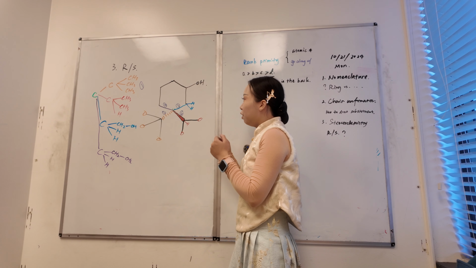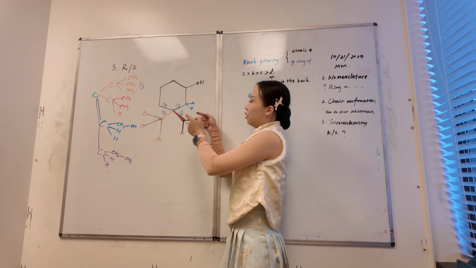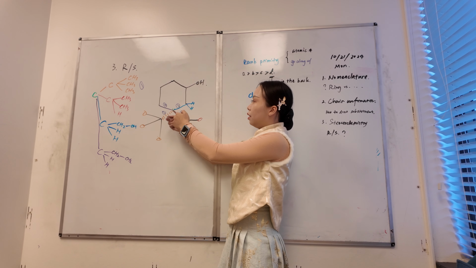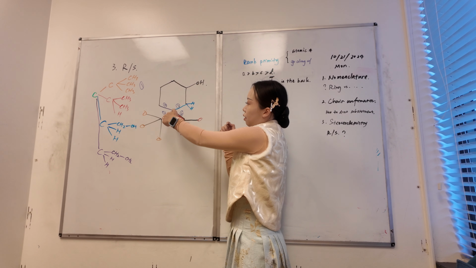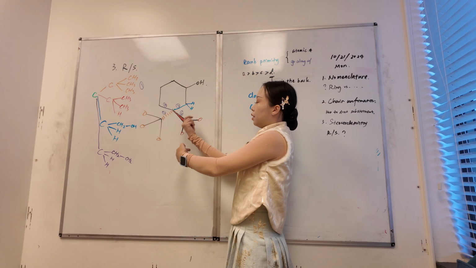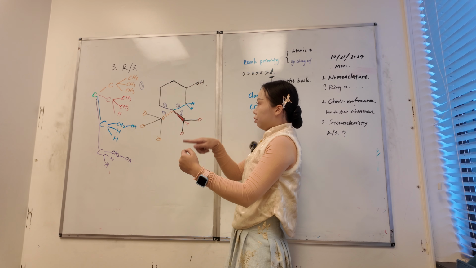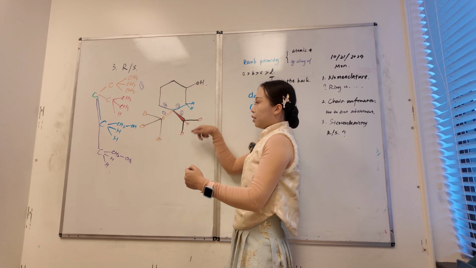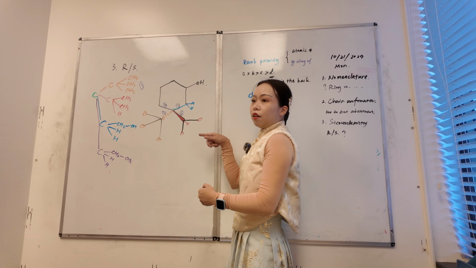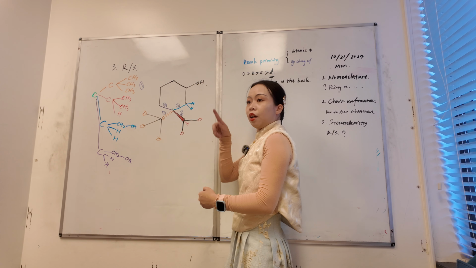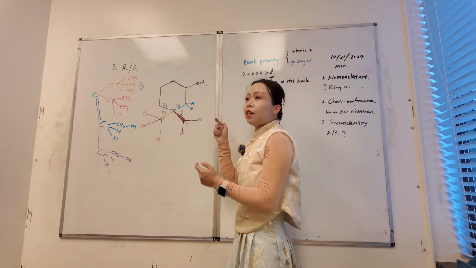Or if you're good at imagination, you can see that this orange is pointing in. This red is pointing out, so it's kind of like a 1, 2, 3. That would also work. So it's clockwise. It's an R. Are we good? Play with it.